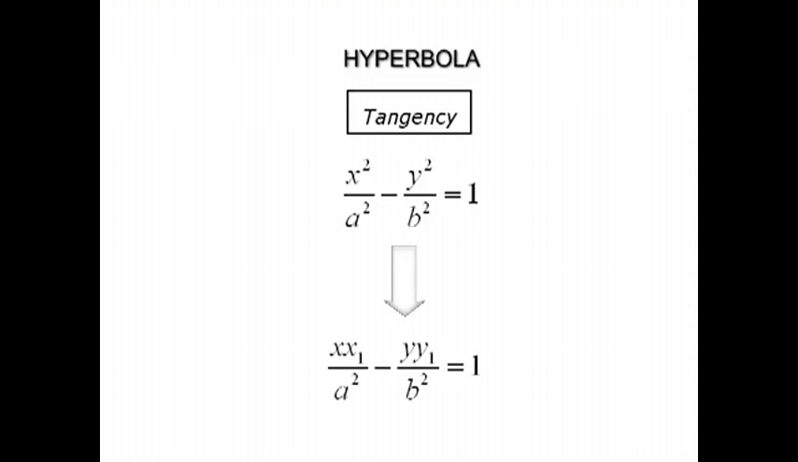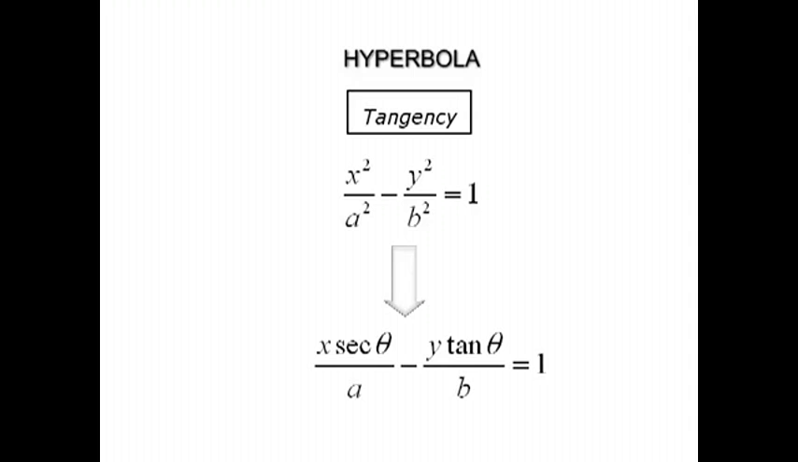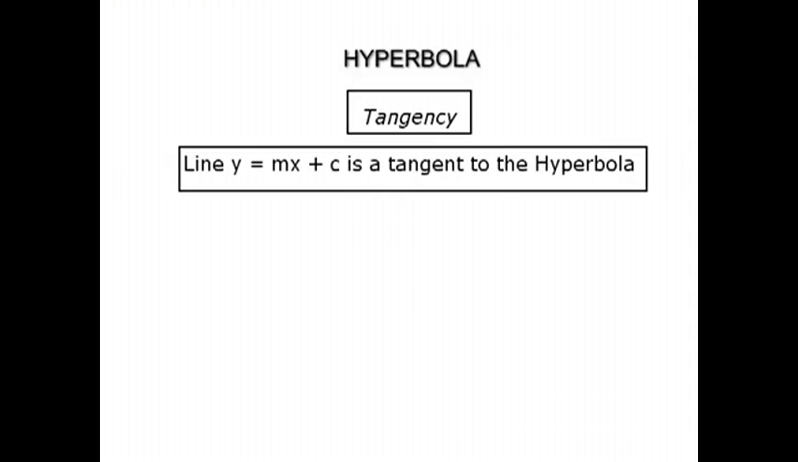Tangency. Equation of tangent to the hyperbola x square upon a square minus y square upon b square equal to 1 at P (x1, y1) on it is xx1 upon a square minus yy1 upon b square equal to 1, whereas tangent at P of theta is x sec theta upon a minus y tan theta upon b equal to 1. The line y equal to mx plus c is tangent to hyperbola if c equal to root of a square m square minus b square or c equal to minus root of a square m square minus b square.